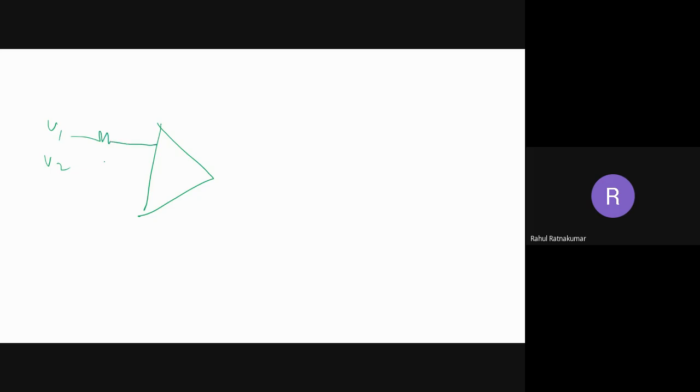To remove that negative voltage, what can we do? This is minus, this is plus. For example, you're taking an average here. If this is R, I'll take this one. How much should this RF be? If this is RF, RF divided by R1 should be equal to 1 by 2.